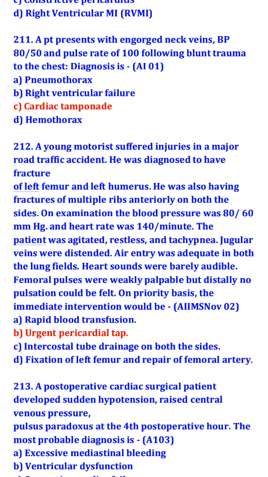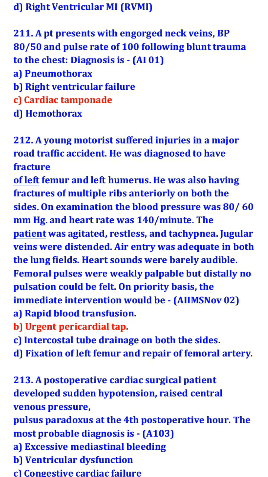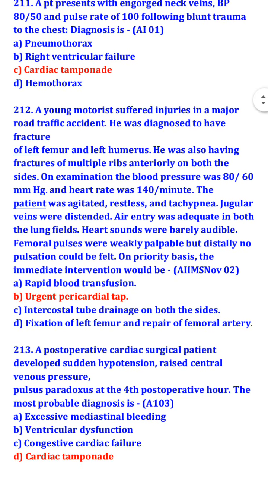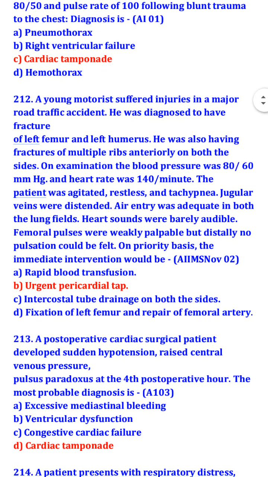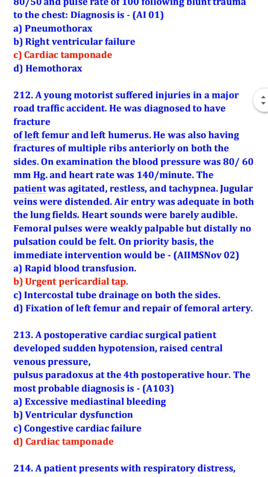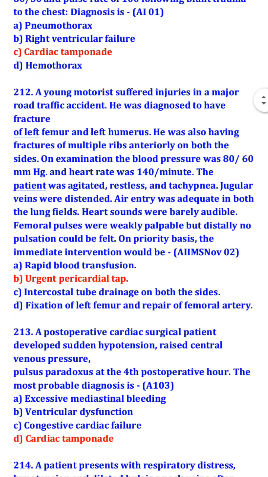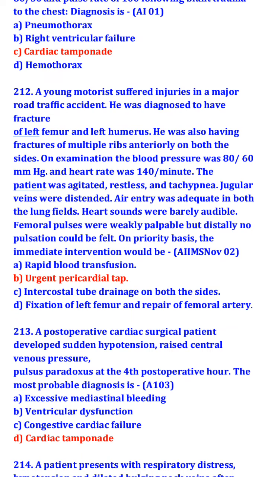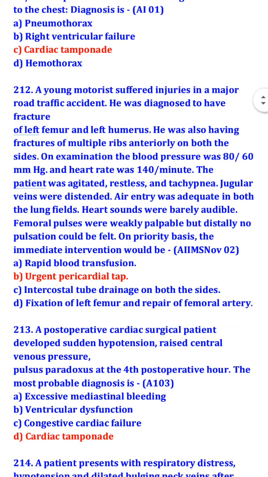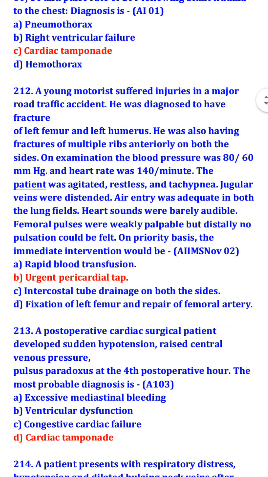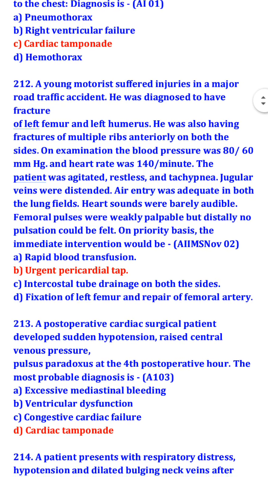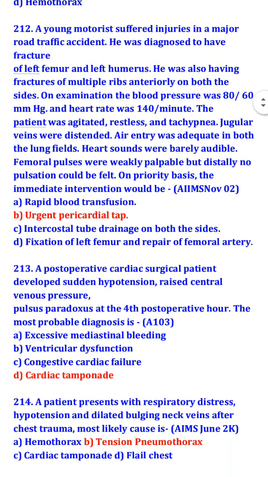On examination, the blood pressure was 80/60 mm of mercury and heart rate was 140 per minute. The patient was agitated, restless and tachypneic. Jugular veins were distended. Air entry was adequate in both lung fields. Heart sounds were barely audible. Femoral pulses were weakly palpable, but distally no pulsation could be felt. On priority basis, the immediate intervention would be urgent pericardial tap.